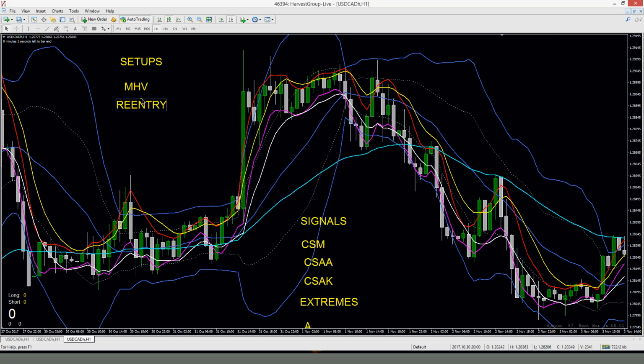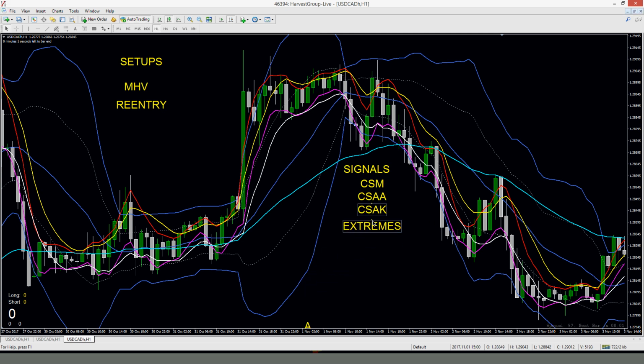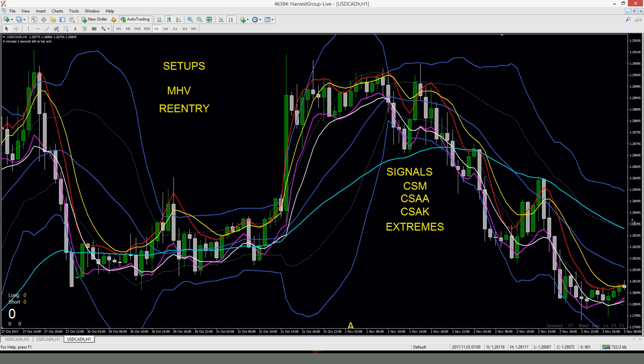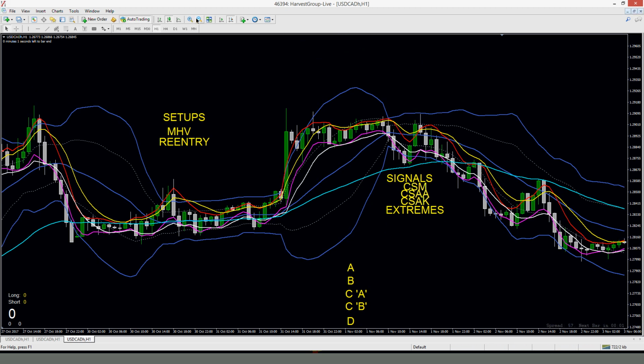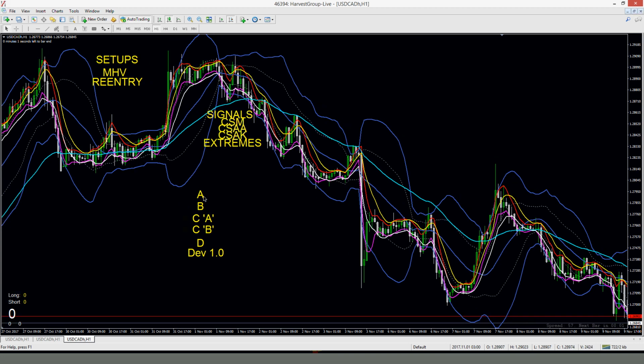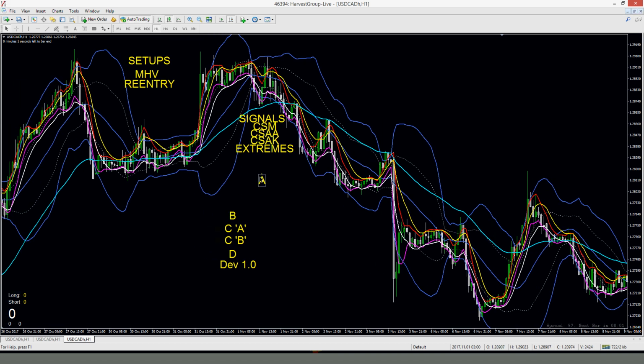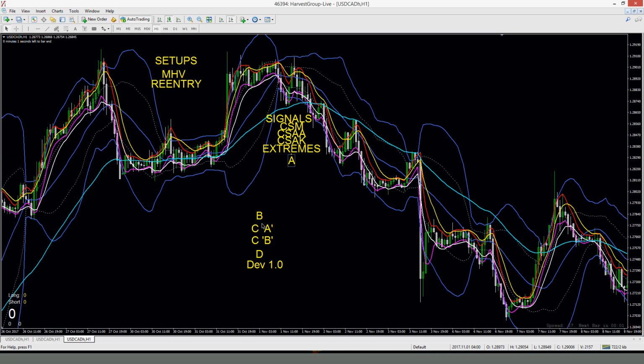Okay, so these are the two setups where we are supposed to enter, not at the signals. You have to understand that signals are just indications, they are not the point of entry. This is very important for you to understand: you should be entering at setups and not the signals. Okay, let me just fix this up.